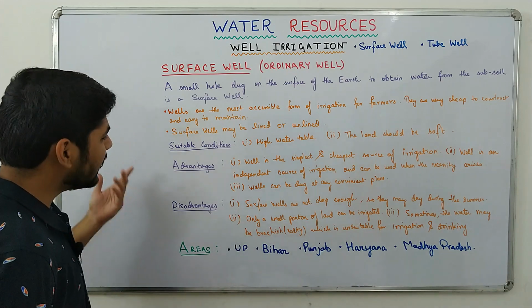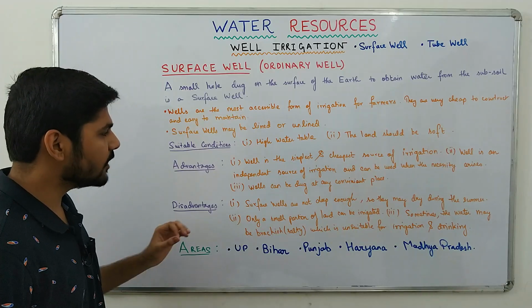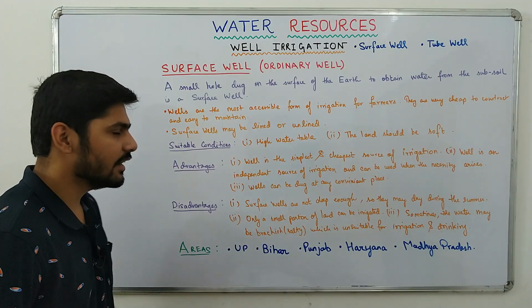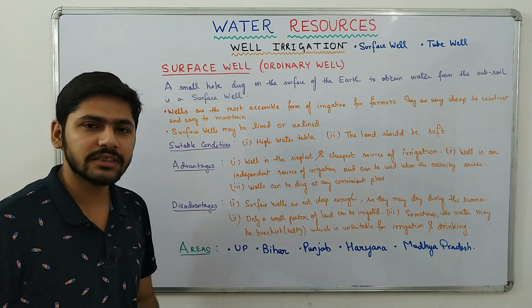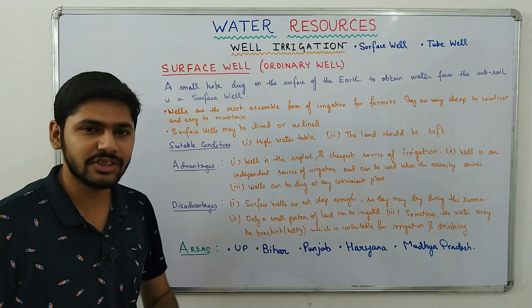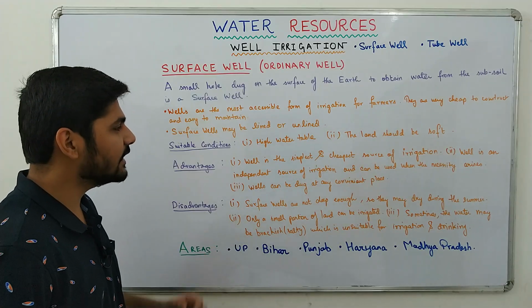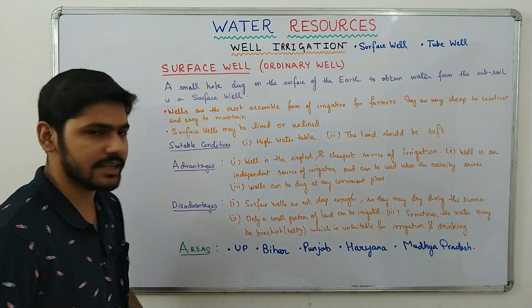Then what are the advantages of surface well? First of all, surface well is the simplest and cheapest source of irrigation. As I told you, construction of a surface well is simple, it is cheap, and the maintenance is also very easy. Hence, surface well is the simplest and cheapest source of irrigation.